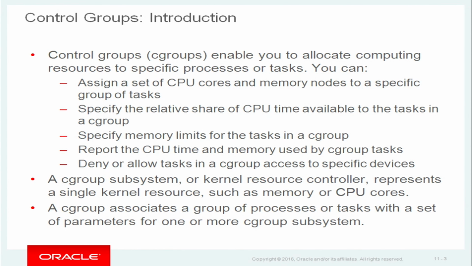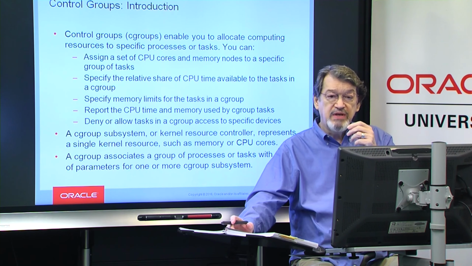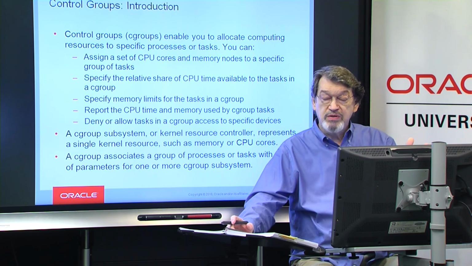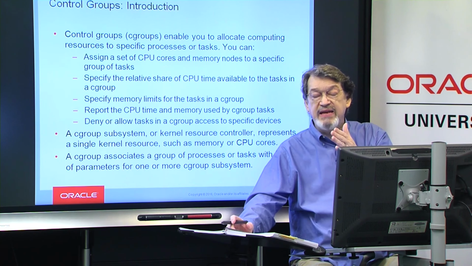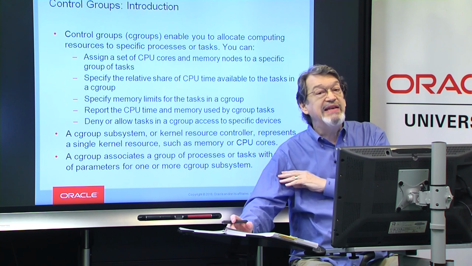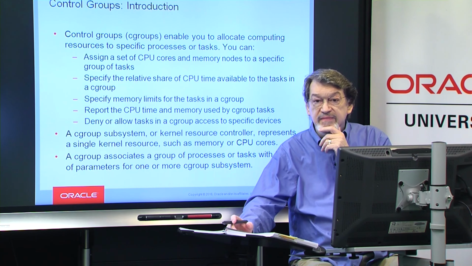C groups, control groups, enable you to allocate computing resources. Let's pretend you're on an 8-way box. And so you've got cores 0 through 7. Well, let's build 2 imaginary C groups, one of which uses the even-numbered cores, 0, 2, 4, and 6, and a second odd-numbered C group that uses 1, 3, 5, 7.